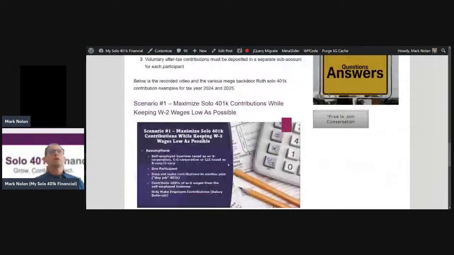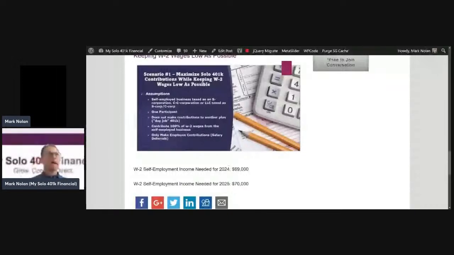Okay, so we went over an example of maximizing the 2024 Mega Backdoor Roth Solo 401k for 2024, which is a maximum of $69,000. So in review, you just need to pay yourself $69,000 of W-2 wages for tax year 2024, and you can contribute that entire $69,000 to the voluntary after-tax solo 401k, and then convert it over to the Roth Solo 401k plan.